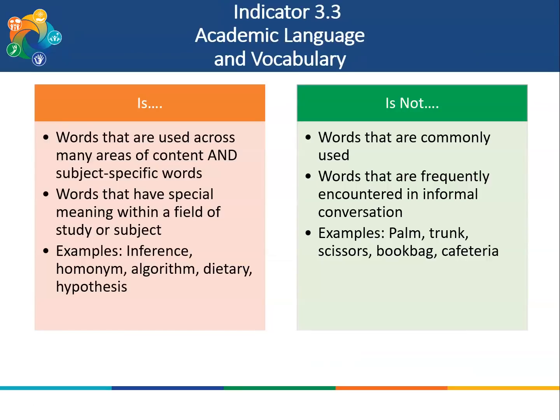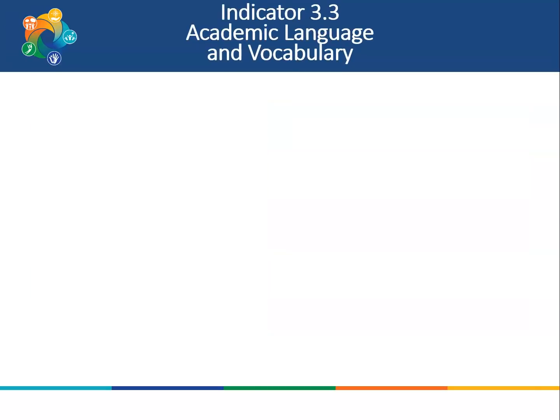In other words, academic language and vocabulary are words that are used across many areas of content and subject-specific words. They are words that have special meaning within a field of study or subject. Academic vocabulary and language are not words commonly used or words that are frequently encountered in informal conversation. What are the descriptors for Indicator 3.3, academic language and vocabulary?